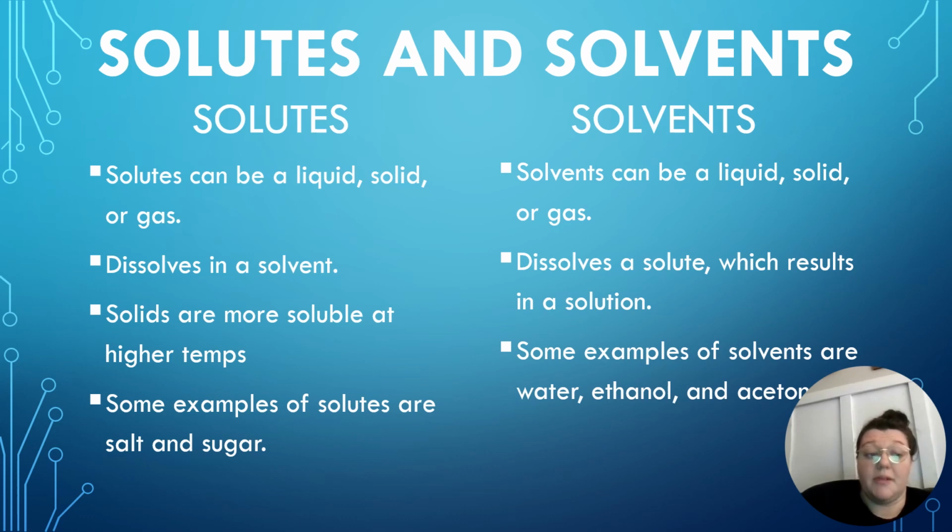Some examples would be, say, your solvent is coffee, and you decide you're going to put a sugar cube in your coffee. Well, that sugar cube is an example of a solute. And what that coffee does is it dissolves the sugar, giving your coffee a sweeter taste. So the end is your solution. That coffee with that dissolved sugar will be your solution, a sweeter coffee.